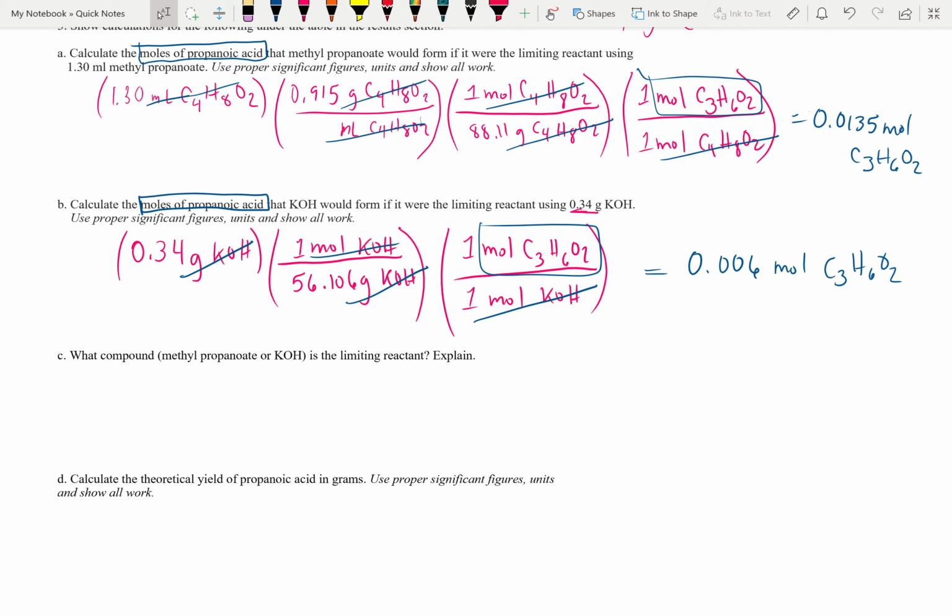Now the next question asks us what compound, methylpropionate or KOH, is the limiting reactant, and to explain why. Your limiting reactant is the least value. Which one is the least? So we see that it's the KOH. So KOH, because it creates less propanoic acid.